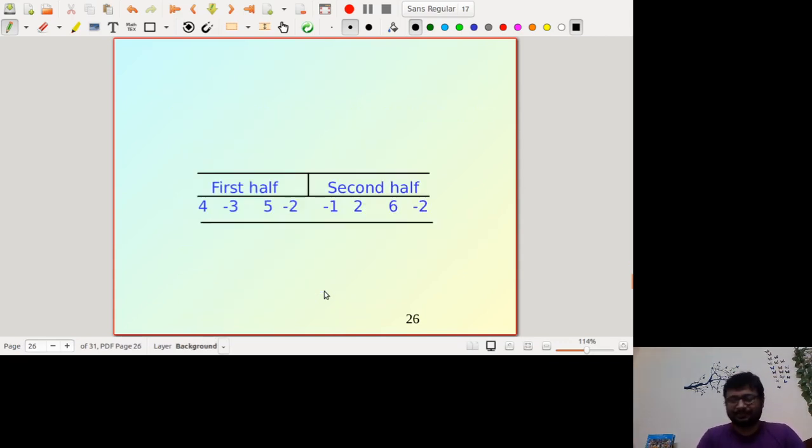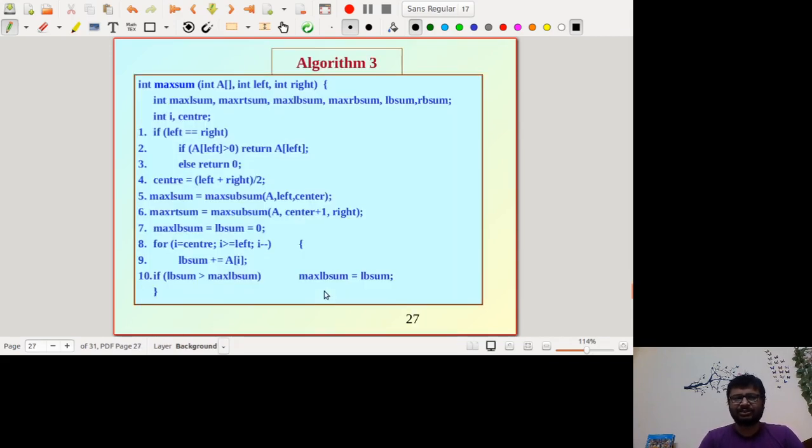This is an illustrative example. So, here there is a function max sum. It takes in an array. It's going to be a recursive program.